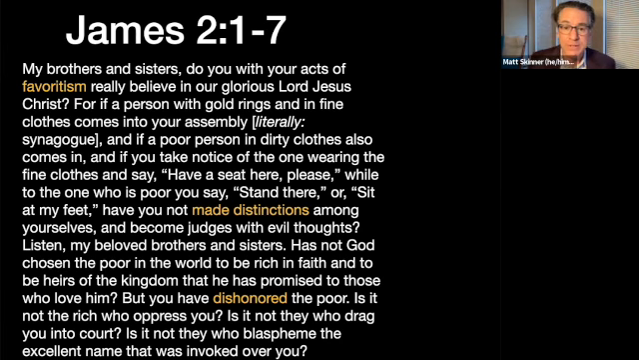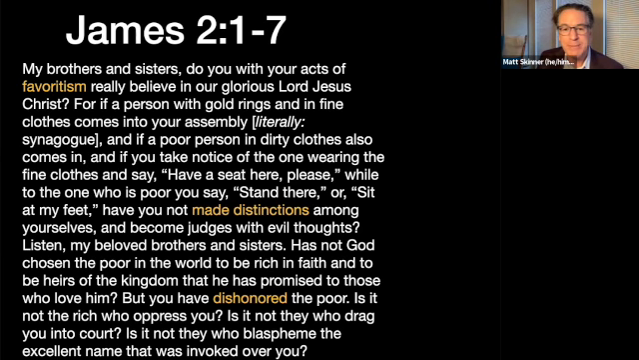"And if a poor person in dirty clothes also comes in, and if you take notice of the one wearing the fine clothes and say, 'Have a seat here, please,' while to the one who is poor you say, 'Stand there,' or 'Sit at my feet,' have you not made distinctions among yourselves and become judges with evil thoughts?" Rhetorical question there.